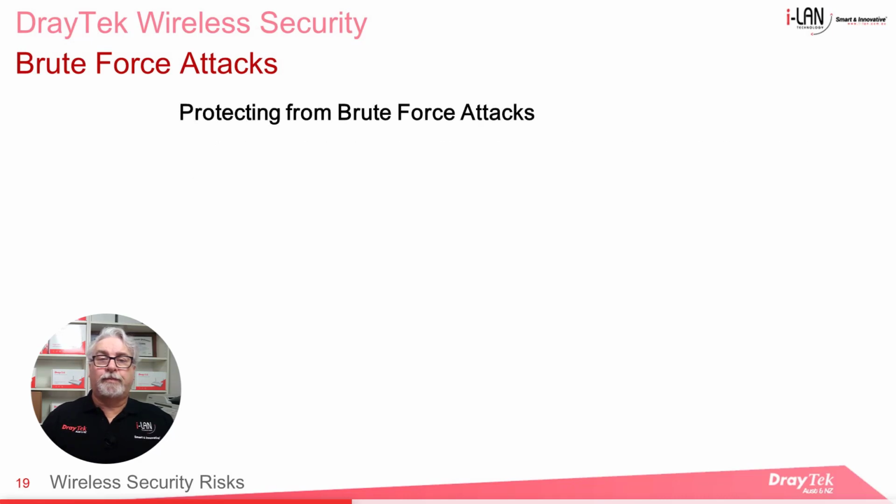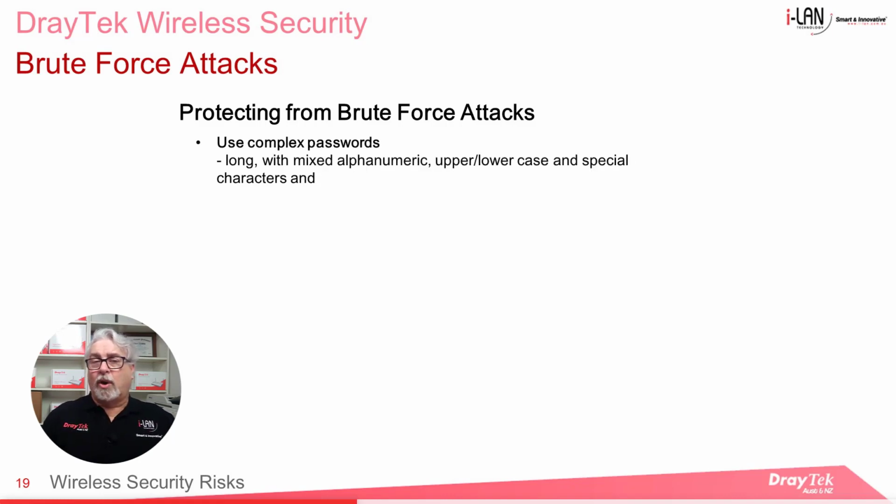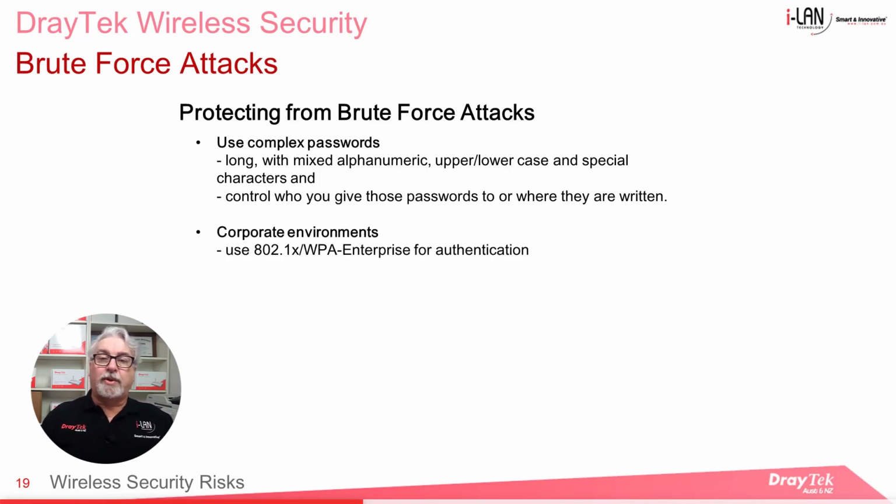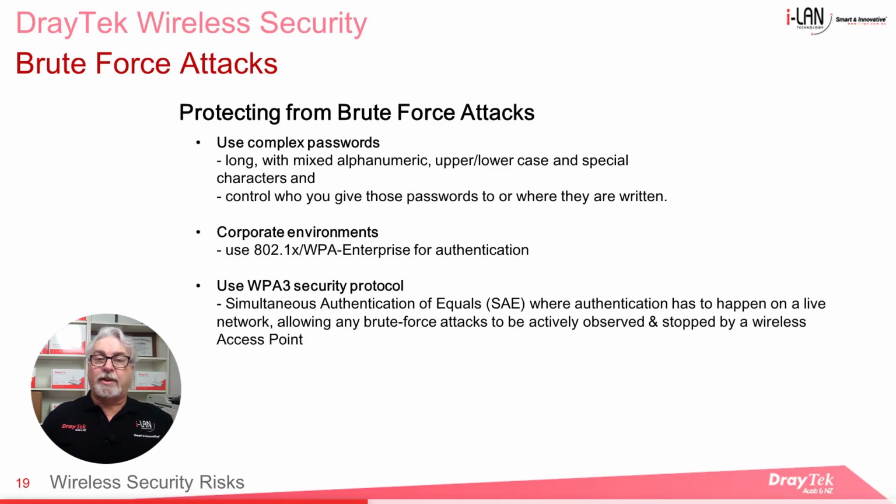So how can we protect the wireless network from brute force attacks? First off, we can use complex passwords that aren't in that dictionary, use long passwords with a mix of alphanumeric, upper and lowercase and special characters. You can also control who you give the passwords to and where they are written. For corporate networks, you can use 802.1x WPA Enterprise for authentication, but if you have a later model router or access point, use WPA3 security protocol if you can.